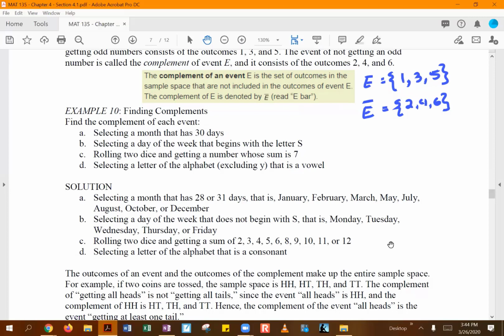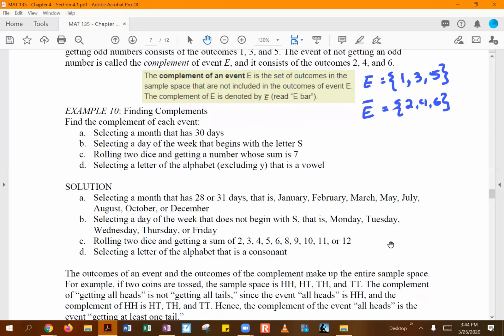Selecting a letter of the alphabet, excluding Y, that is a vowel. So your vowels would be A, E, I, O, U. Basically the complement of the event would include all the other letters that are not vowels, which is what we call consonants, right? So the complement would include all the letters that are consonants.